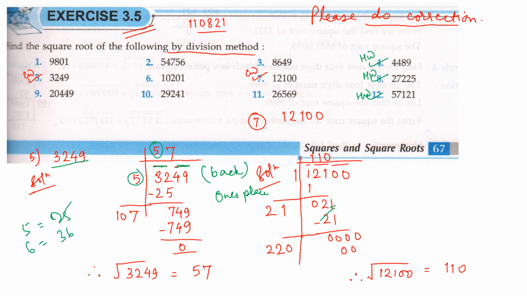5 5s are 25. On subtracting, we get 7 here. Now for the next step, this 10 came by adding these two numbers, 5 plus 5. So I got a 10 and I copied the next pair, that was 49. So here now we have 749 as the number and here it is 10.